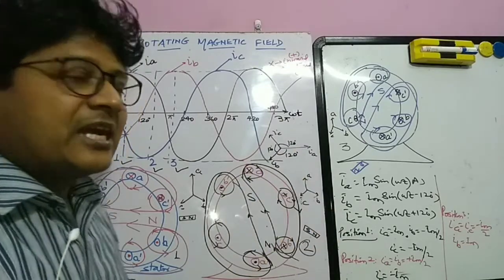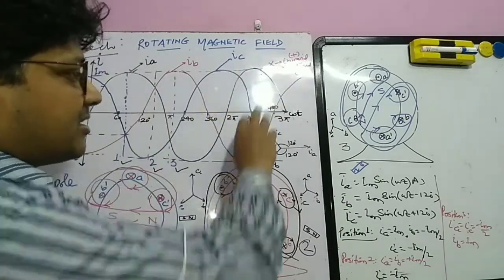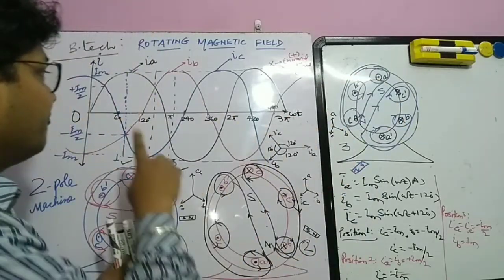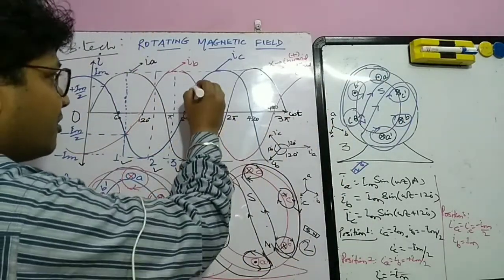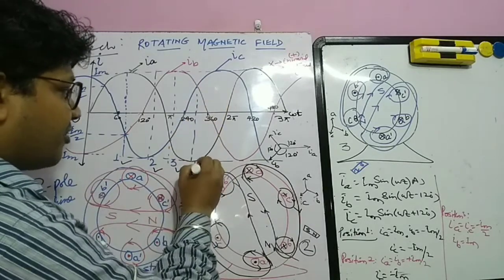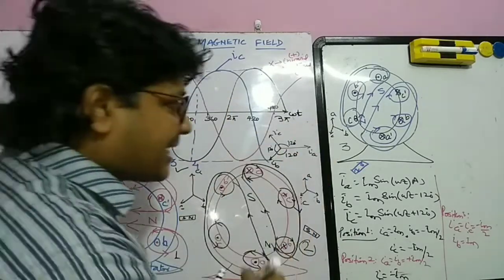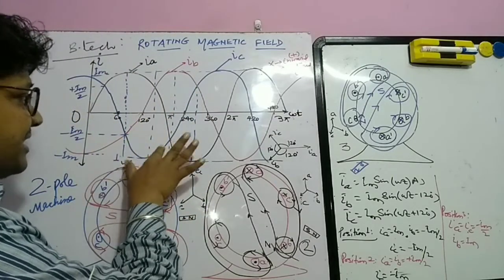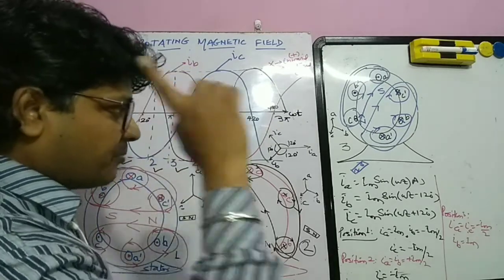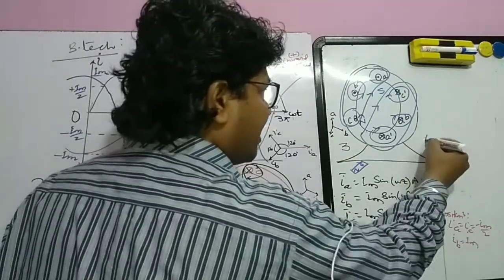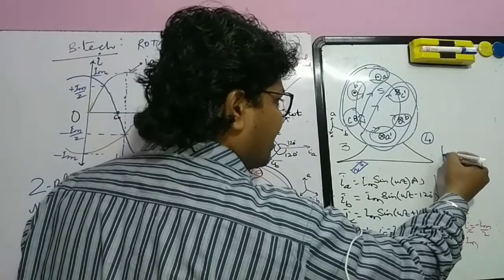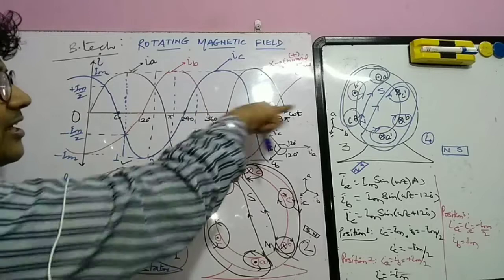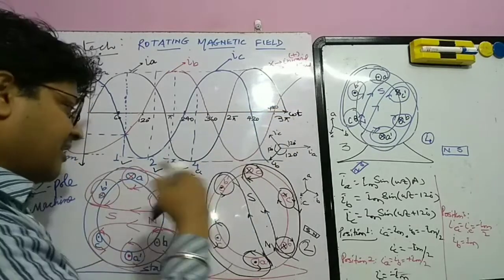So it means as current is moving on this axis, in the same way our magnetic field is moving. If we are taking position number 4, then again with 60, 60 and 60, our magnet will be in the next position, the 4th position. This will be like this, this is north pole and south pole.